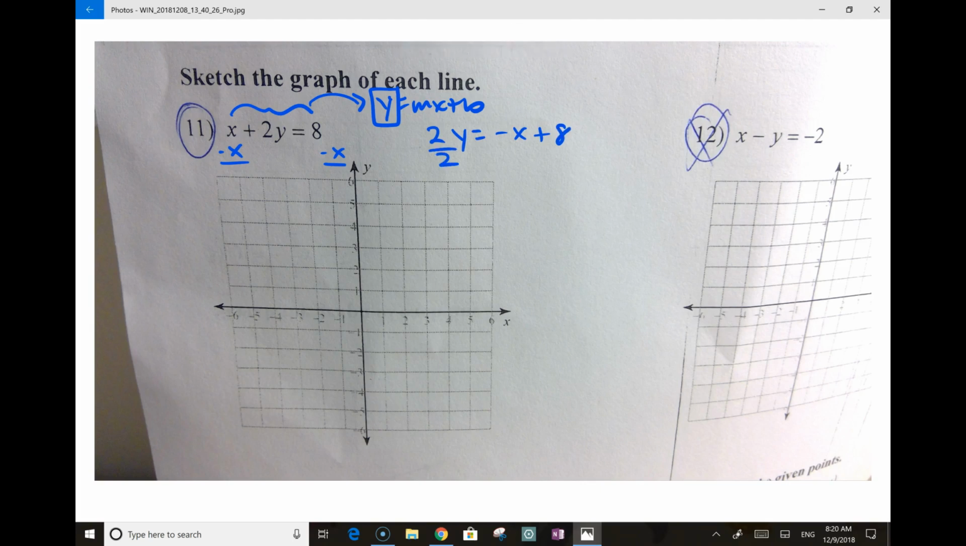Then I have to divide. And when I divide, I must divide everywhere. So now I get y equals -1 over 2 x plus 4. And this is something that I could actually graph.